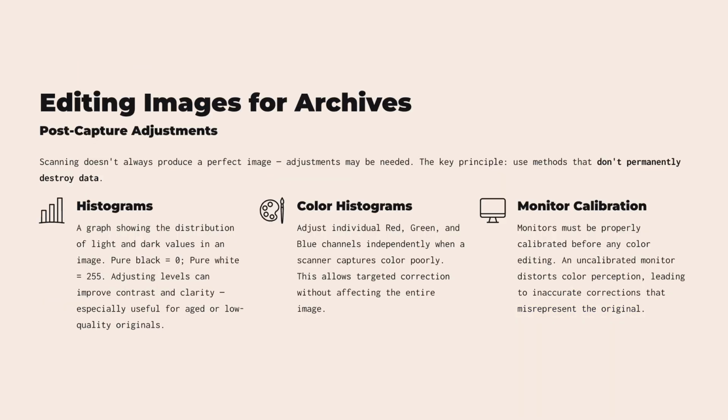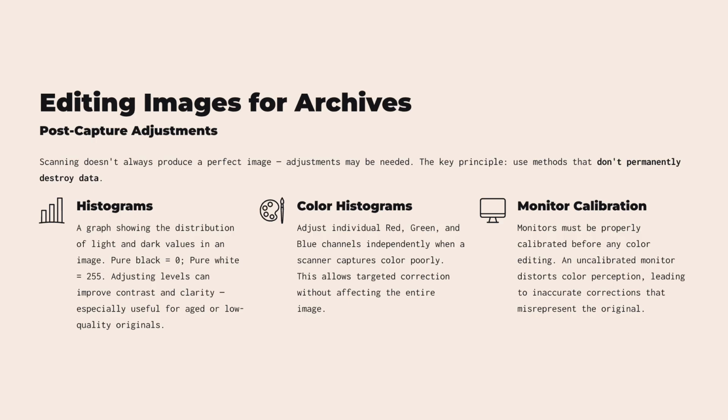One last point on images before we move to text. Scanning does not always produce a perfect result. A century-old photograph may have faded, a document may have been captured with poor lighting. Post-capture editing can help. The key tool here is the histogram. Think of it as a bar chart showing the distribution of dark and light values in your image on a scale from 0, pure black, to 255, pure white.